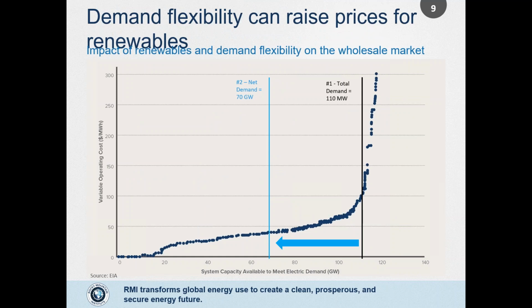Beyond the household, though, demand flexibility has significant benefits at the grid scale. As I described earlier, high penetration levels of variable renewables lower the price on the wholesale market. However, demand flexibility can mitigate this impact on price. By increasing demand at times of high renewable availability, demand flexibility increases the clearing price of renewable energy and thus the resulting revenues of renewable projects.